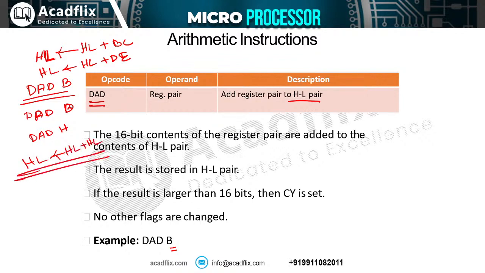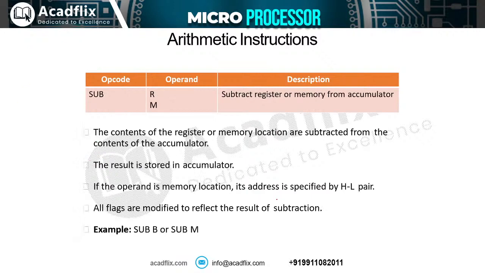So the DAD instruction will work on the register pairs. In this we are adding the 16-bit values, because a register pair will have 16-bit values, and the carry flag will also be affected. Then we have subtract register. Just like we had the addition instructions, we have subtraction instructions.